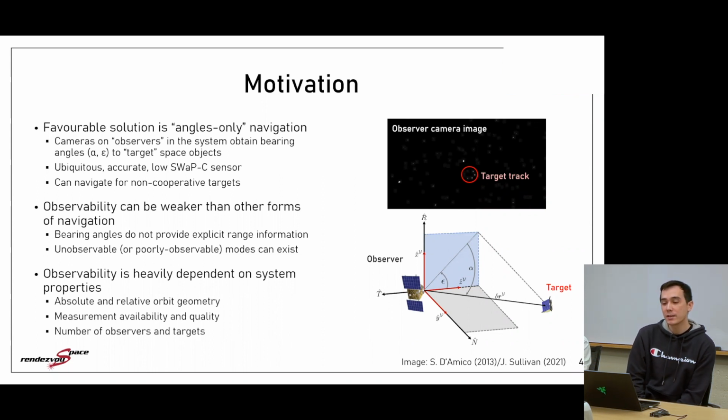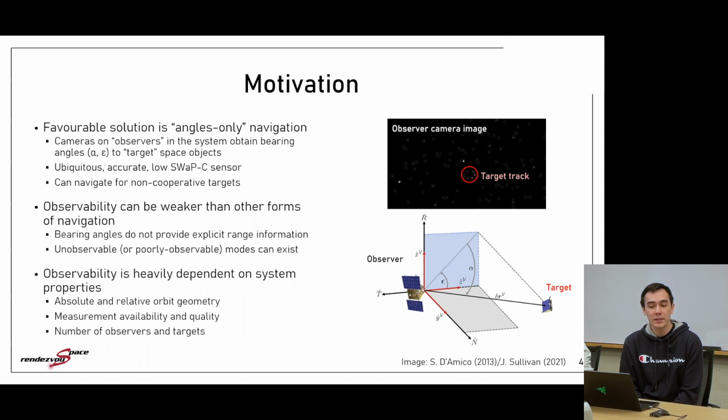The issue is that observability can be weaker than other forms of navigation because when you think about what a bearing angle gives you, it gives you the direction to a target. It doesn't give you the explicit range of the target. It doesn't give you an explicit absolute position measurement. So that means we can have unobservable or poorly observable modes in the system when we're trying to estimate its complete state from just these bearing angles.